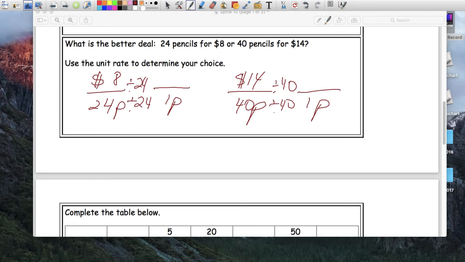So $8 divided by 24 pencils gives me 0.3333 forever. So each pencil here costs 0.33 dollars. On the other side, $14 for 40 pencils is 0.35. Very close. So here, the unit rate is less. It's 33 cents per pencil, whereas this is 35 cents. Not too much of a difference, but nevertheless cheaper on this side. Okay.